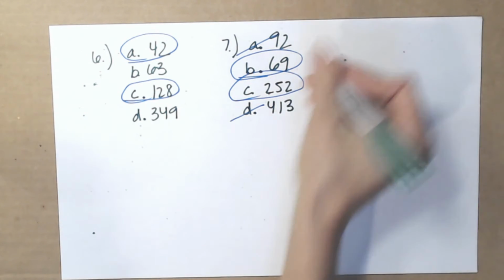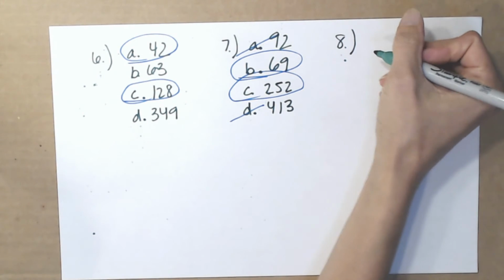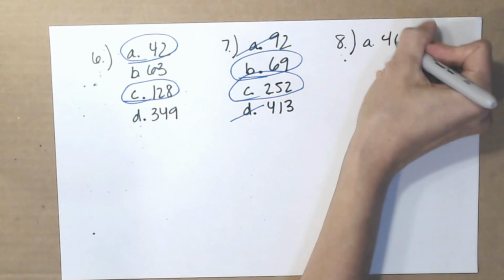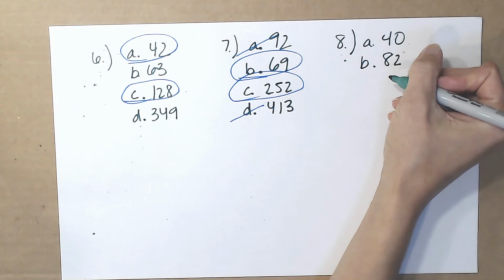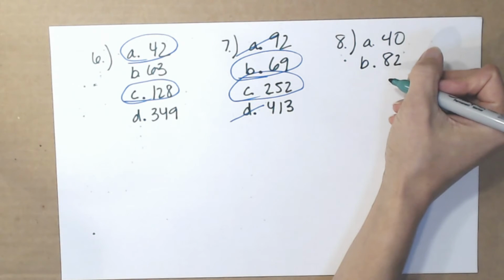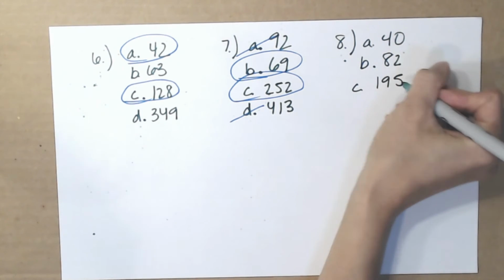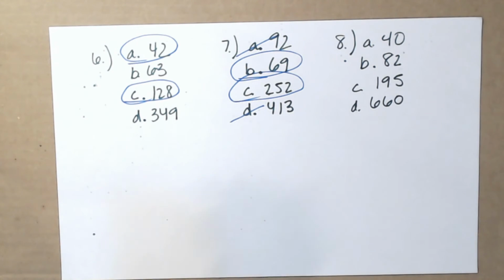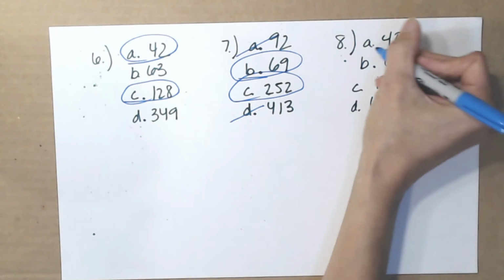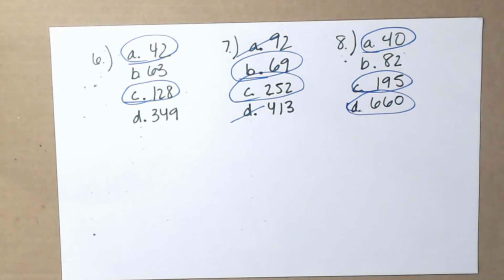And one more problem. Number 8. Which of the following have 5 as a factor? Our choices are 40, 82, wait, am I copying this right? Yes, 40, 82, 195, and 660. So in order to be divisible by 5, the number needs to end in a 5 or a 0. So this one, and this one are all divisible by 5.